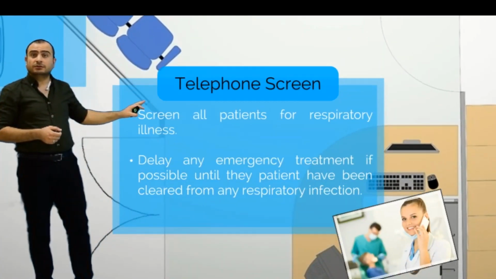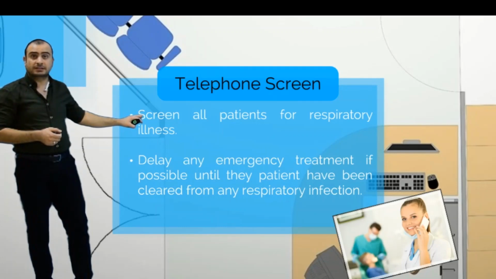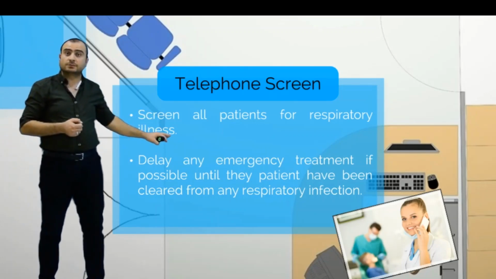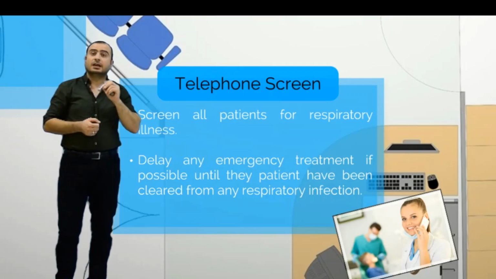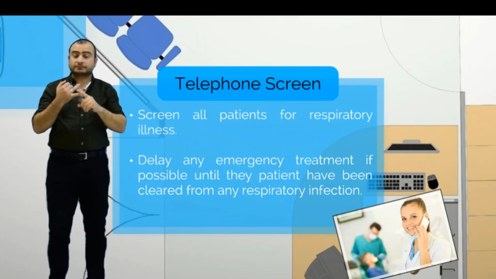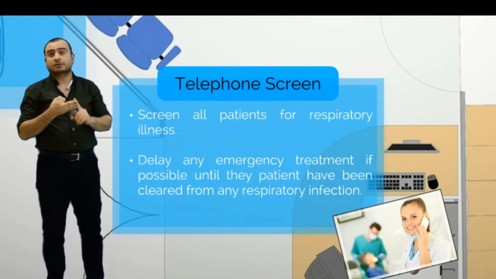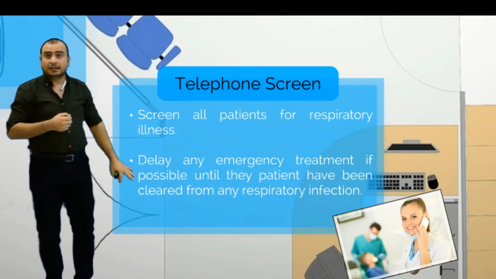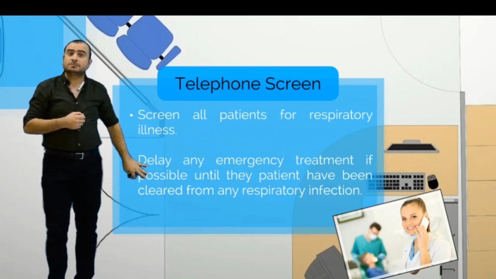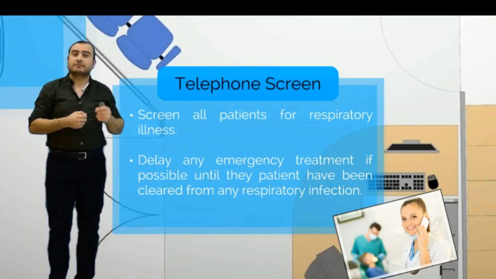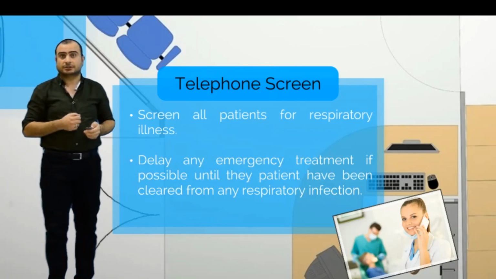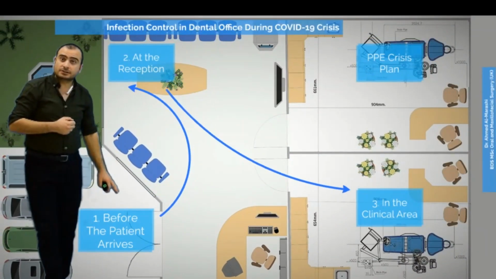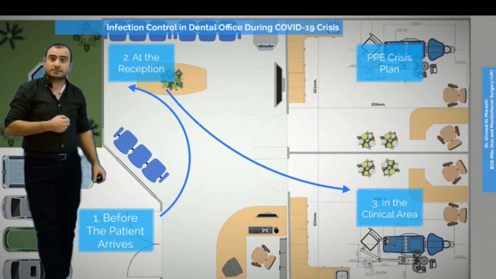We also need to telephone screen all the patients found to need urgent dental care for respiratory illness. We need to ask specifically if they have fever, cough or shortness of breath. If the patient is found to have any of these, any emergency treatment should be delayed until the patient has been cleared from the respiratory infection. This is before the patient even arrives at our reception.